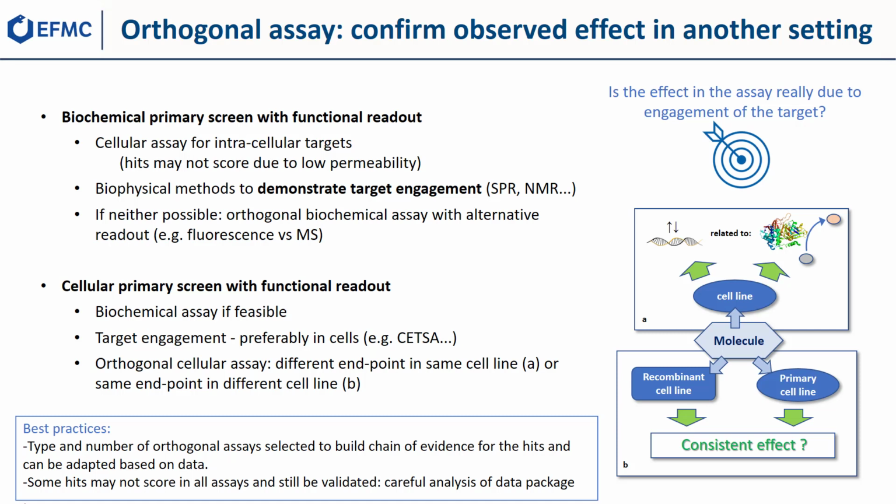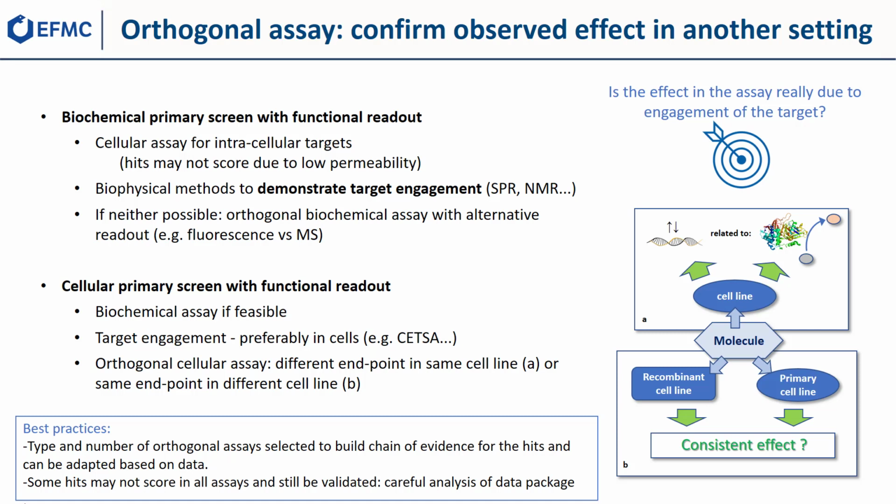The second type of assays is the orthogonal assays, where we want to confirm the activity of the compound in another system. Now, this is very important because when we confirm that the hit is active in another system, we really increase our confidence that it's working on the target of interest.